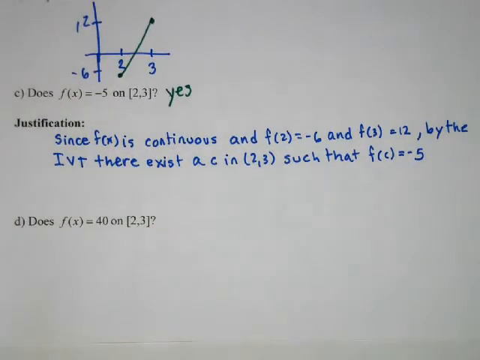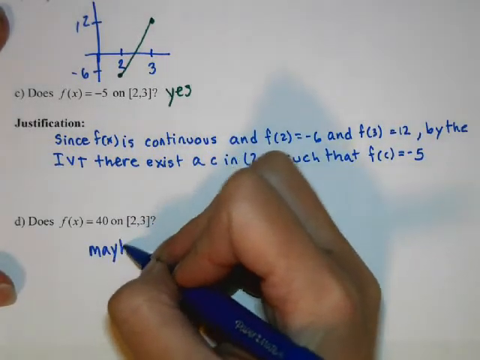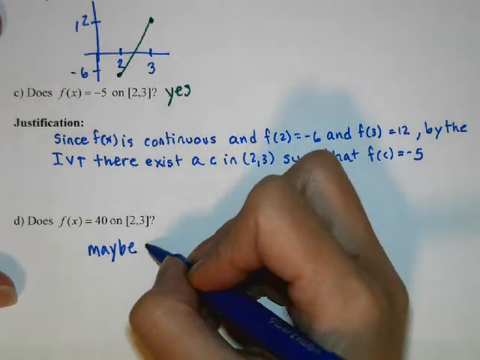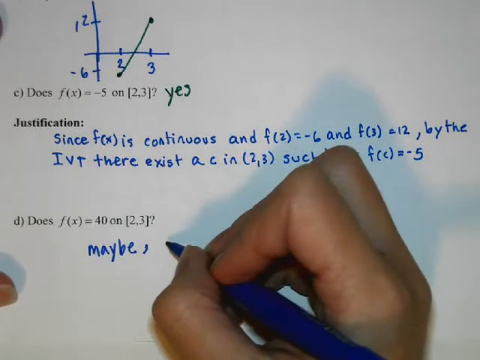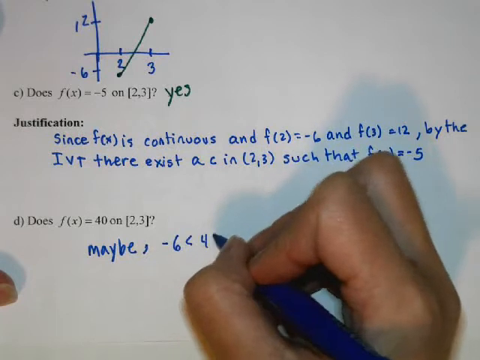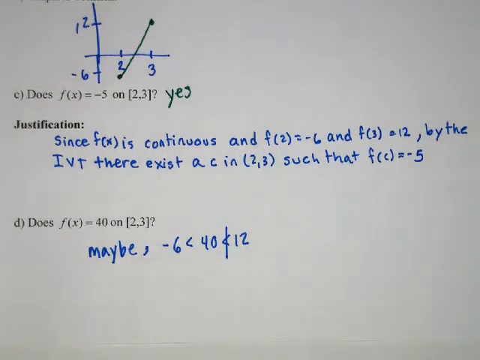For D, does f of x equal 40? Maybe. But the intermediate value theorem does not guarantee that. Because 40 is not in between negative 6 and 12, we cannot use the intermediate value theorem to show that.